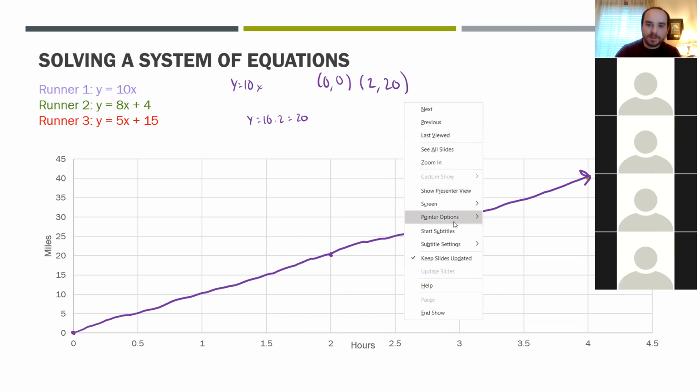Then we've got Pamela's line. So Pamela running y equals 8x plus 4.